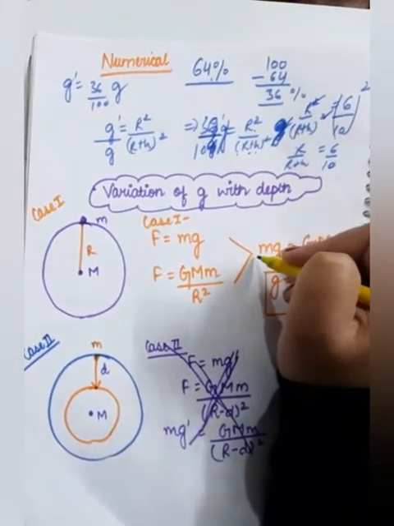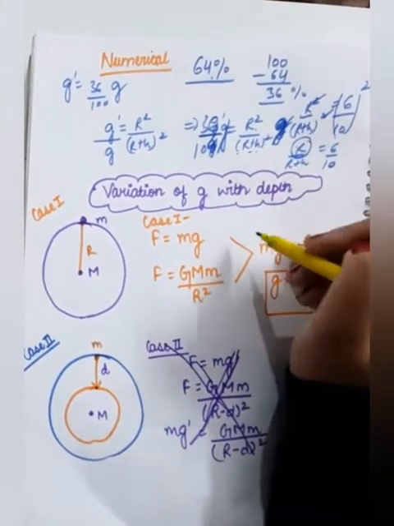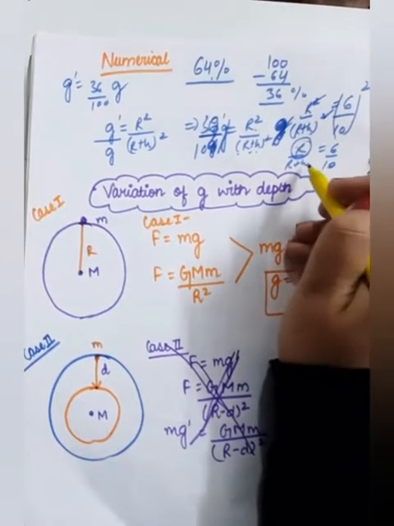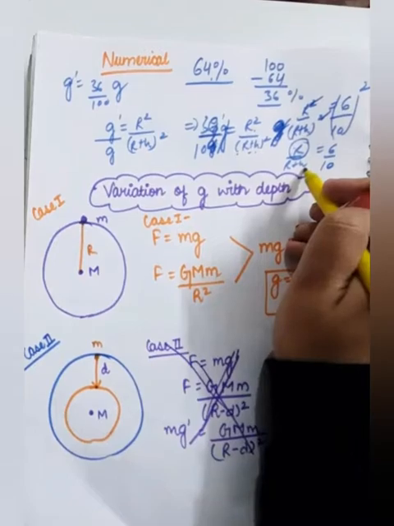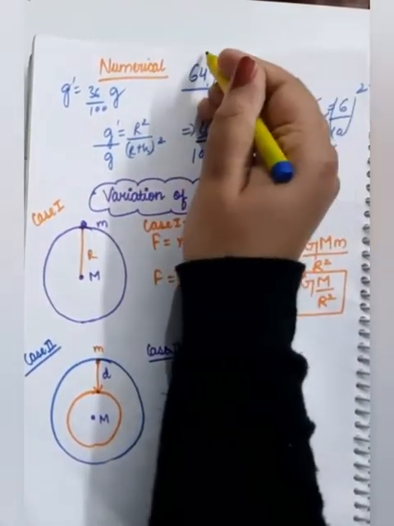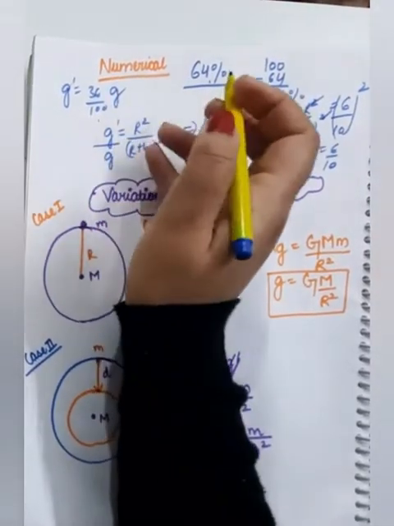So after that, solve the equation and put the value of R. R is the radius of Earth, which is 6400 kilometers, and you will get the value of the height to which you should raise the object so that the acceleration due to gravity reduces by 64% and it becomes 36/100.